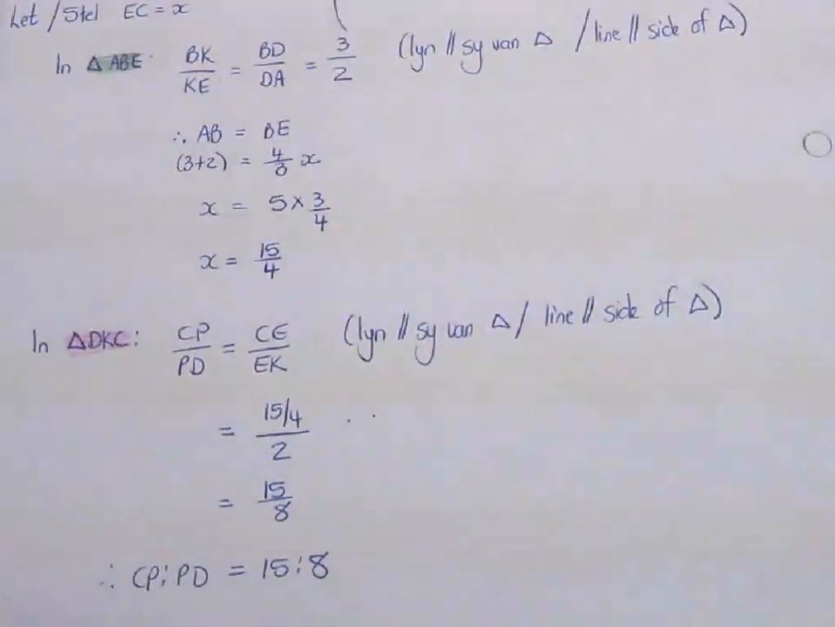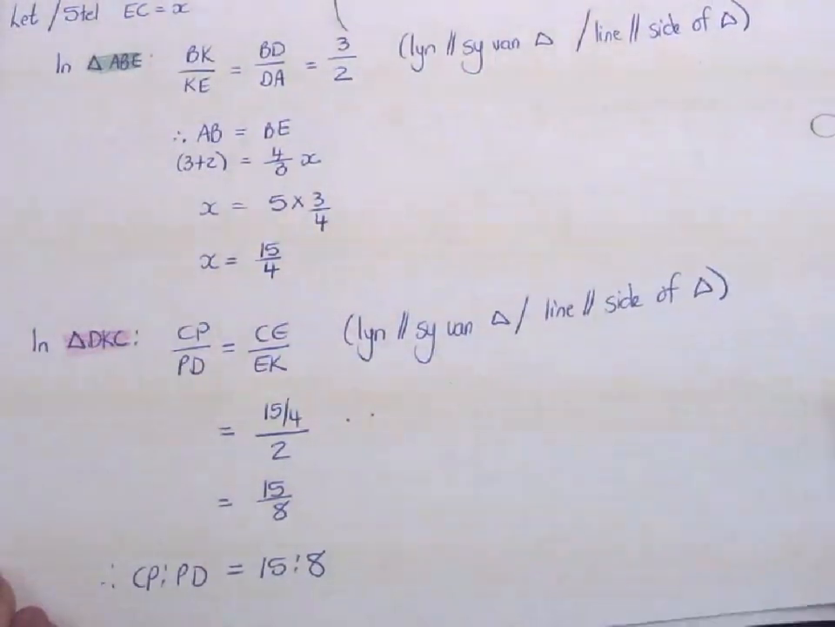And then you work out your final answer and you split it so that it says CP to PD will be 15 to 8. Are there any questions here? You all follow? Can I carry on to the next example?